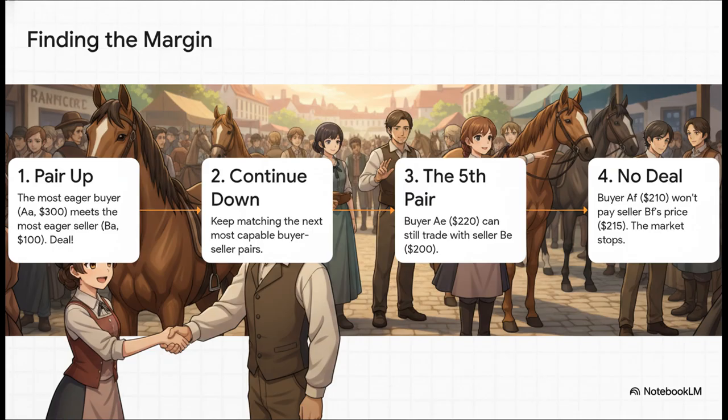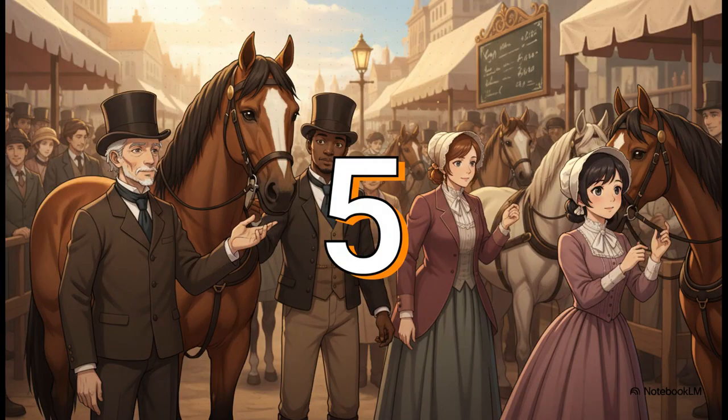But look what happens next. The 6th buyer, A6, will only go up to $210, but the 6th seller, B6, won't take a penny less than $215. The market slams to a halt right there. No more deals can be made. And that's the key takeaway. In this market, exactly 5 horses will be sold. No more, no less. That 6th trade is simply impossible because the buyer's maximum is lower than the seller's minimum. This is what we call the margin of the market.